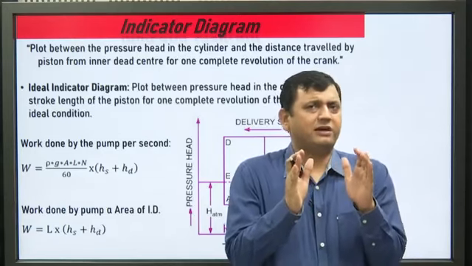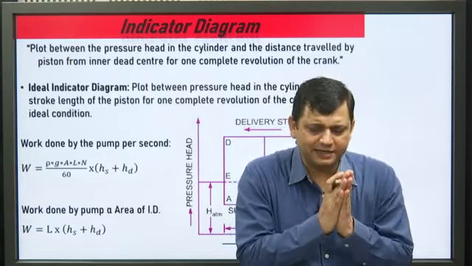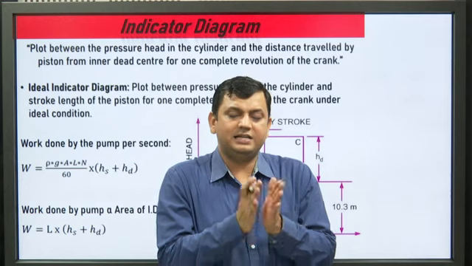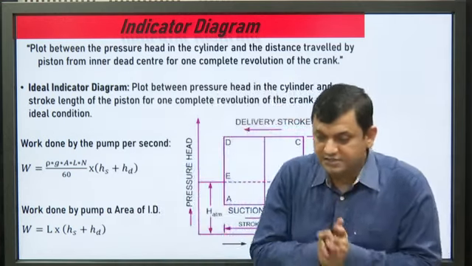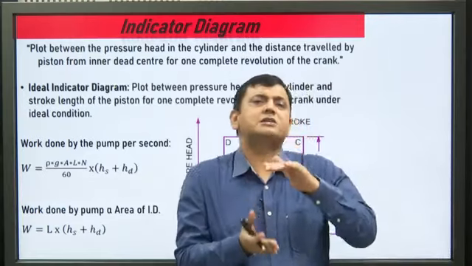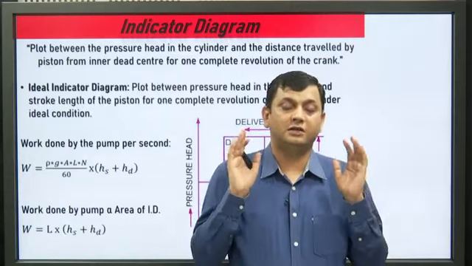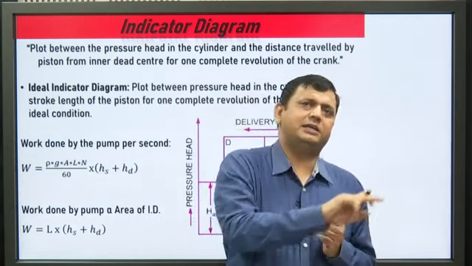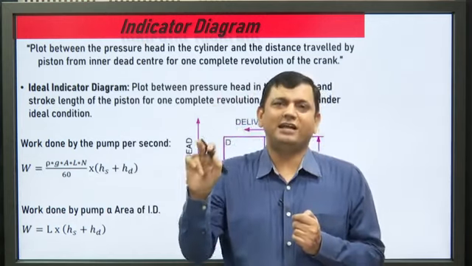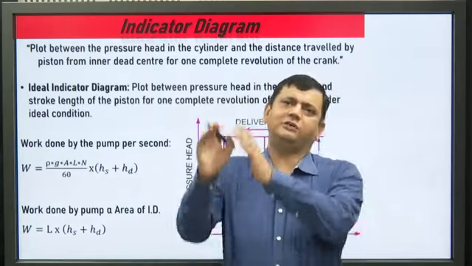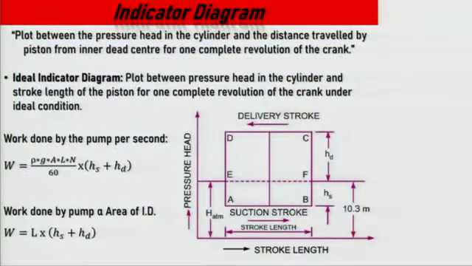So first we discuss what the indicator diagram is. The indicator diagram is nothing but a plot between pressure head in the cylinder and the distance travelled by the piston from the inner dead center for one complete revolution, meaning stroke length versus pressure head. Up to suction and completion of delivery: 0, 90, 180, then 180, 270, 360. From 0 to 360, suction and delivery, one complete revolution, a plot between stroke length versus pressure head.